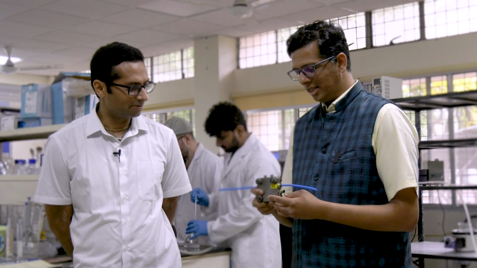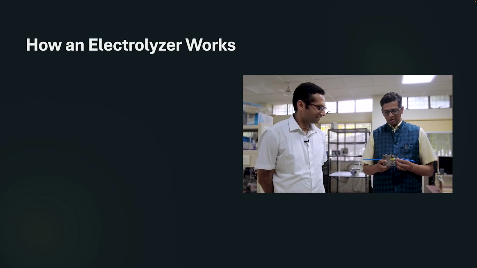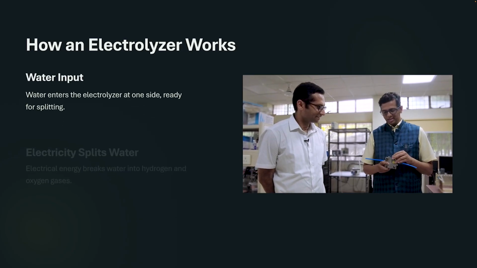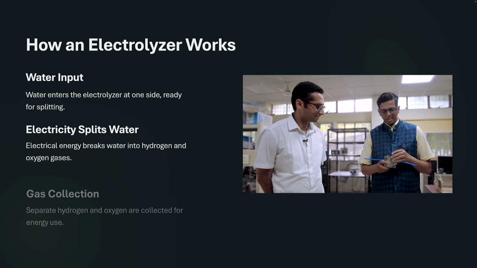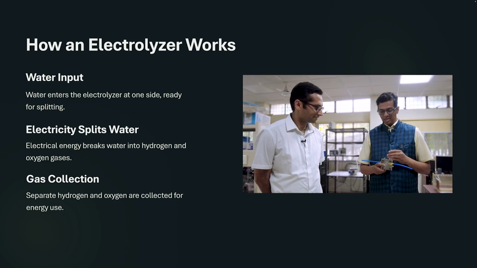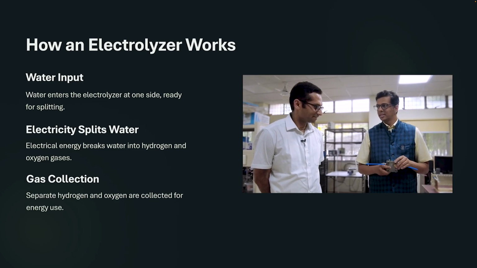Sure. Yeah, so I've got a lab scale prototype, and as you can see, we can supply water from this side, and once we supply the electricity, it splits the water into respective hydrogen and oxygen, and we can collect it from the other side. Wow, isn't that interesting? Such a small piece of equipment can basically break down water and produce a valuable source of energy in the form of hydrogen.